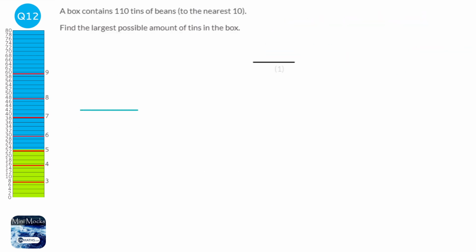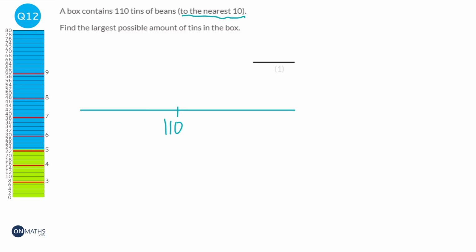If I start by drawing a number line, and we're going to put the 110 in the middle. Now I'm going to label the next one down and the next one up. It says to the nearest 10, so the next one down would be 100, and the next one up would be 120. Now we're interested in the cutoff, and the cutoff point is between the two numbers. Okay, so that's the cutoff point. If it goes above that cutoff point, it would have rounded to the next number up. So if the number was here, it would round to 120.